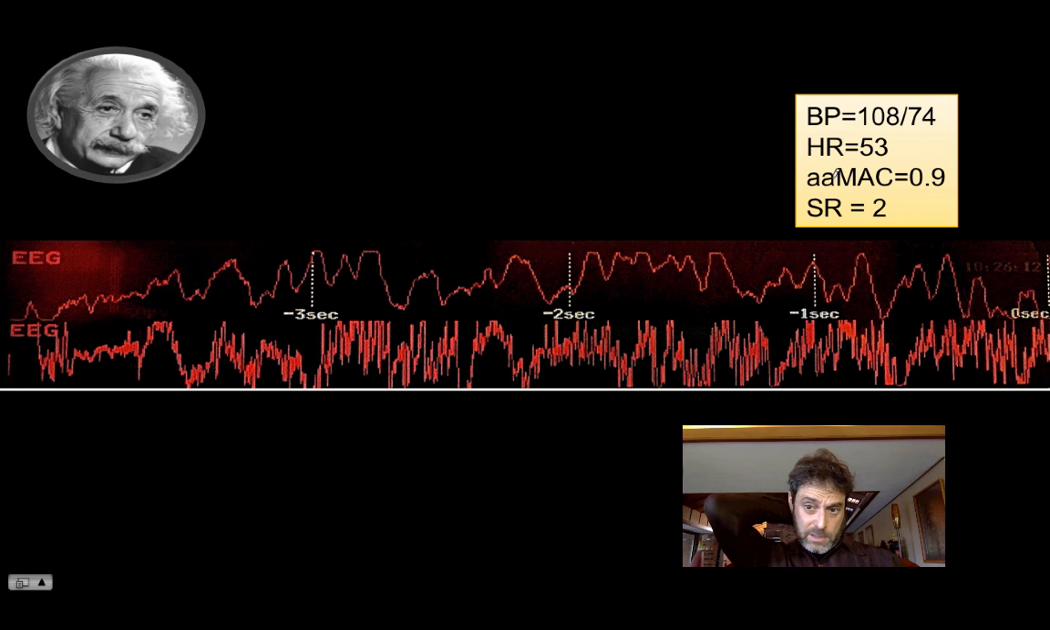Okay, how about this example? This is somebody who is at 0.9 MAC, hemodynamically maybe on the slightly lower side, especially with the heart rate. So here we're going a little bit off scale. We're probably still at 50 microvolts per millimeter.